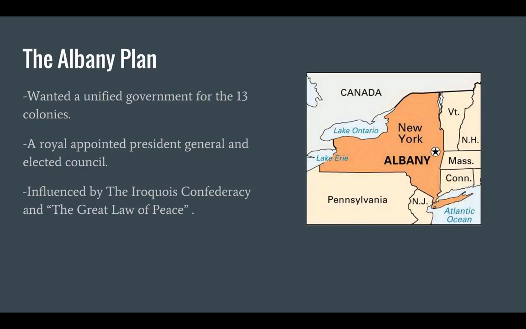The Great Law of Peace was actually their written constitution. Benjamin Franklin was influenced by this group of Native Americans. They were very successful with their constitution and how they ran their government. We see ideas of representative democracy here. So they agreed that a royal appointed president general and elected council would benefit all. It would show that the 13 colonies were a collective group to not only Great Britain, but throughout the rest of the world.